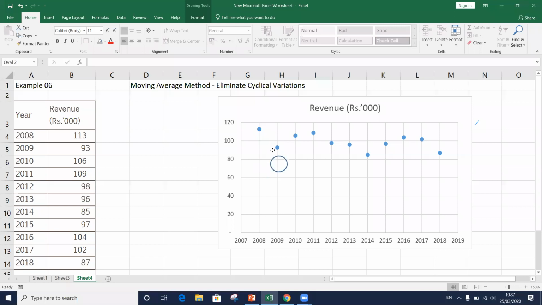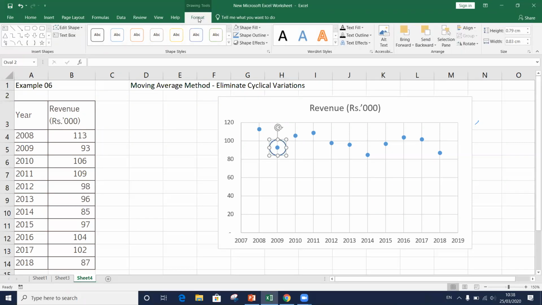But so here, look at this. What happens in 2009? Suddenly the sales has gone down, and from the next year onward, it has gone back to its normal selling, right? 2009 we can identify or we can assume that there is a cyclical variation occurred in 2009.